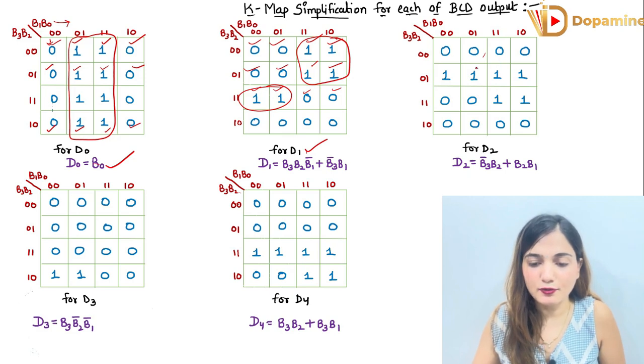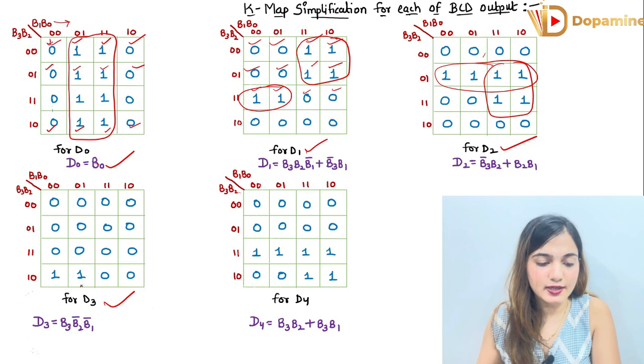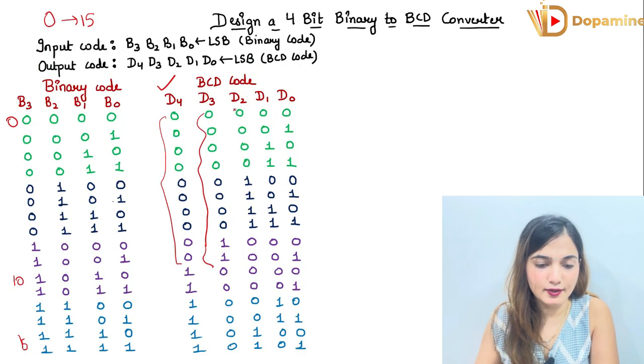So now again you are going to do the simplification. Here you can see you are getting this quad and this quad. So you are getting two quads, and for that D2 becomes B3 bar B2 plus B2 B1. Similarly you will be simplifying for D3 as well. So for D3 you have only two ones. You can see here also, D3 you have only two ones, right?